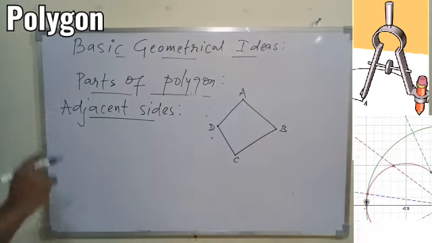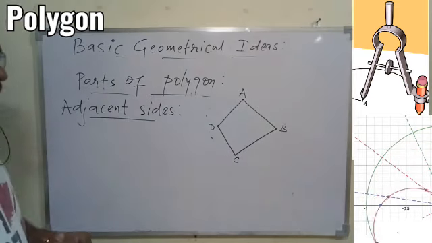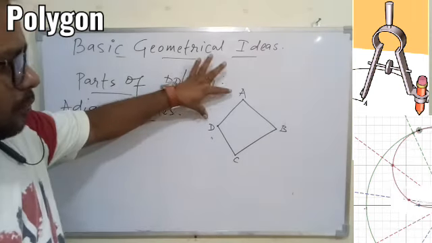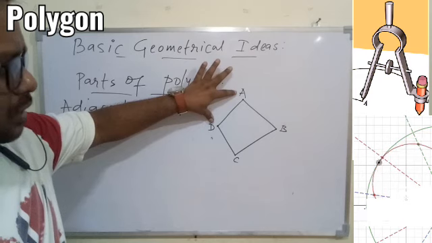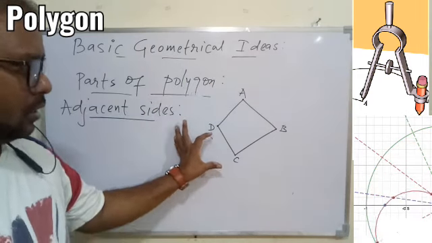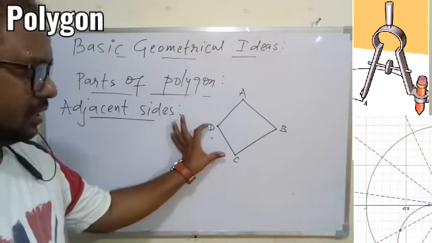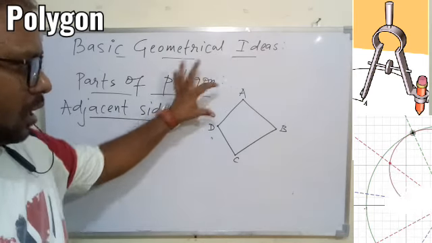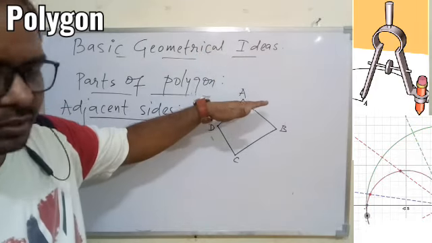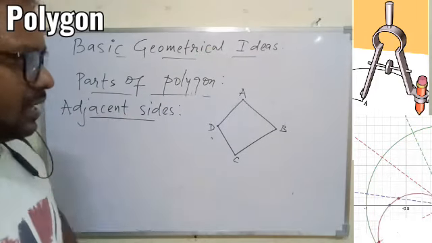So we are just talking about adjacent sides of a polygon. Remember, adjacent means next to. For example, you talk about AD. Next to AD, what do we have? AB, and next to AD we have DC also. So we can say AD and DC are next to each other, so these two are adjacent sides. AD and AB are also next to each other. They are also called adjacent sides.